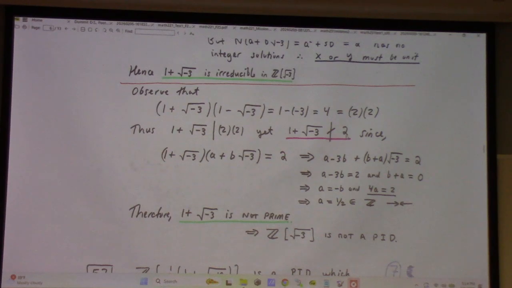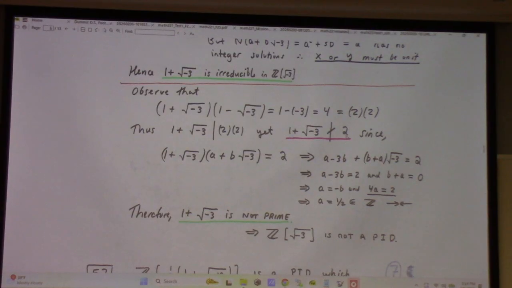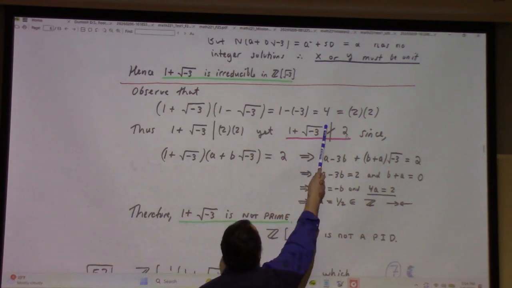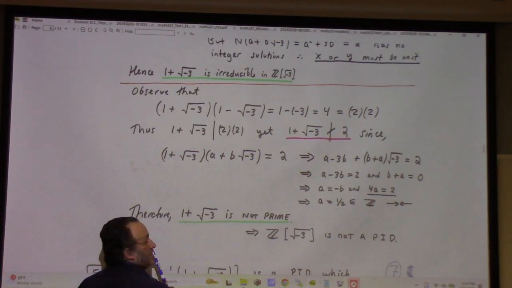So in this ring, we have an irreducible, which is not a prime. Therefore, it is not a PID. Therefore, it is not a Euclidean domain either, because every Euclidean domain is automatically a PID. There's also something really weird happening here. We have a way of factoring 4 in this way and also in that way.